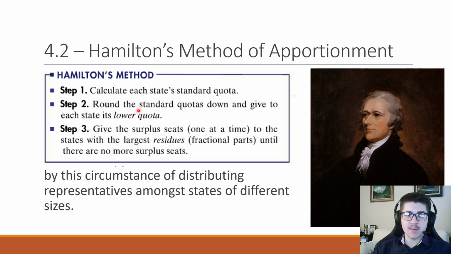In the last example, we looked at the issue with the lower quota and upper quota. If we always give the lower quota, we're always cutting off the decimals, basically giving out too few total seats. That allows us to give out the remaining seats in step three. Step three, give the surplus seats one at a time to the states with the largest residues, meaning the decimal remainder, the little portion of the decimal left over that was cut off by rounding, until there are no more surplus seats.